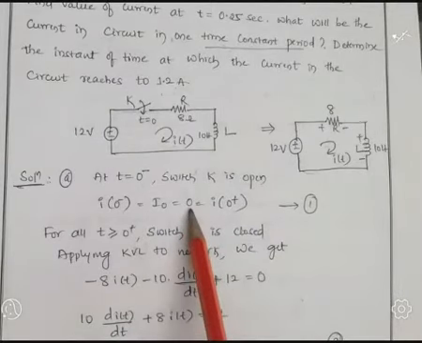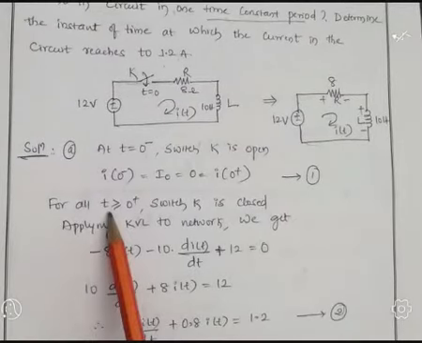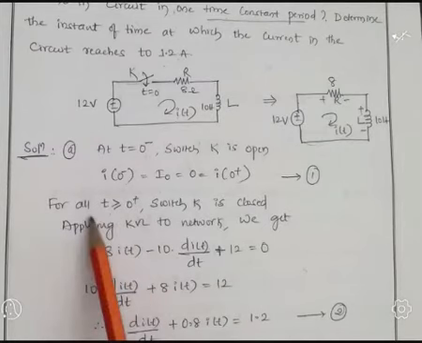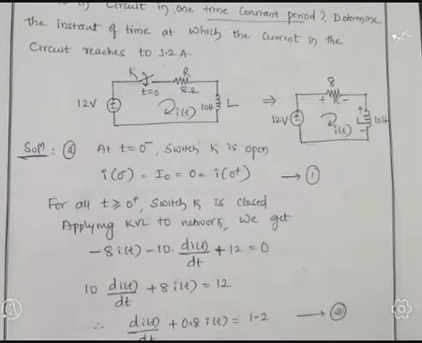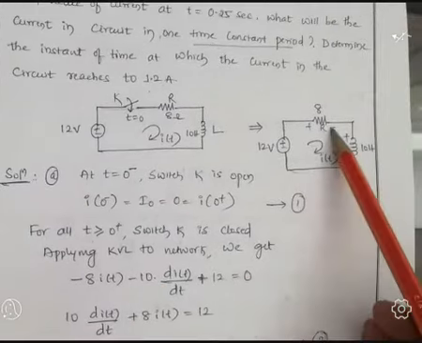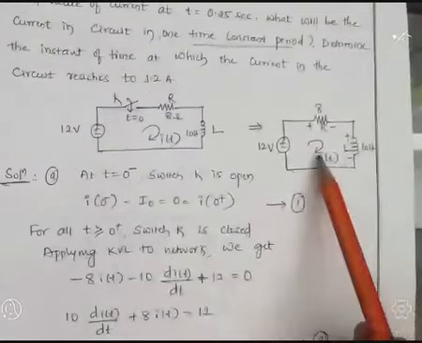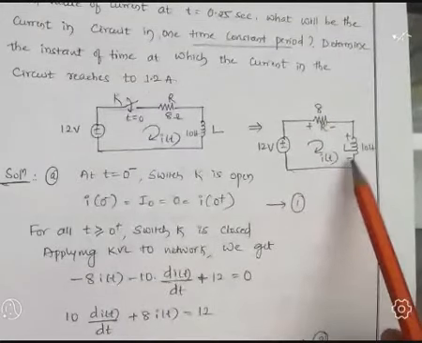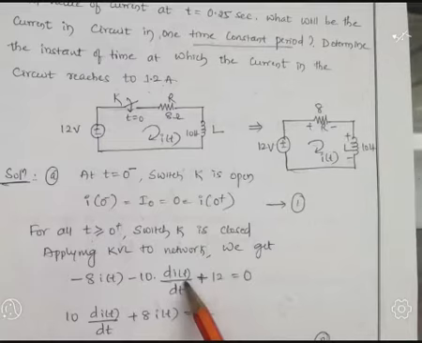That we already discussed. So let us represent it as equation 1. Now after the switch K is closed, that is indicated by t greater than or equal to 0 plus. If t equal to 0 plus, of course, switch is closed. What happens? Applying the KVL to the network, we get: minus 8 into i(t), minus, because the arrow mark of the current is pointing here, 10 into d by dt of i(t), plus 12 volt is equal to 0.